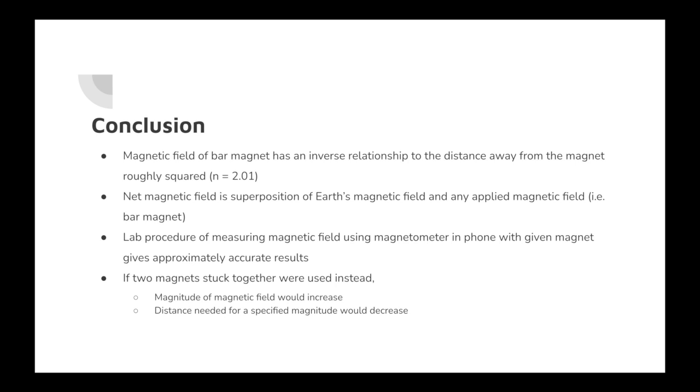Finally, onto the conclusion. The magnetic field of a bar magnet has an inverse relationship to the distance away from the magnet, which is roughly squared. Also, the net magnetic field is a superposition of Earth's magnetic field and any applied magnetic field, such as the bar magnet. The lab procedure of measuring the magnetic field using the magnetometer in the phone with the given bar magnet gives very similar results. So if two magnets were stuck together instead, the magnitude of the magnetic field would increase and the distance needed for a specified magnitude would decrease.